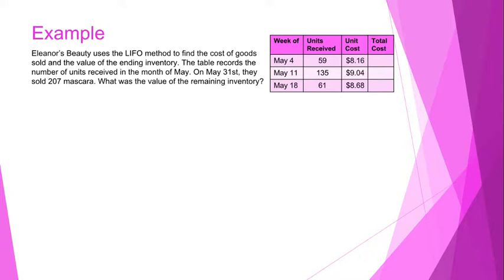Then we're going to find the value of the remaining inventory. Remember, since we are using the LIFO method, we use the beginning of the month's unit cost. So we're going to use that 8.16. If we were doing FIFO, it would be the last one, the 8.68. But because we're doing LIFO, we use the very first one, 8.16. Multiply 48 and 8.16 and we get 391.68. So the value of the remaining inventory is $391.68.